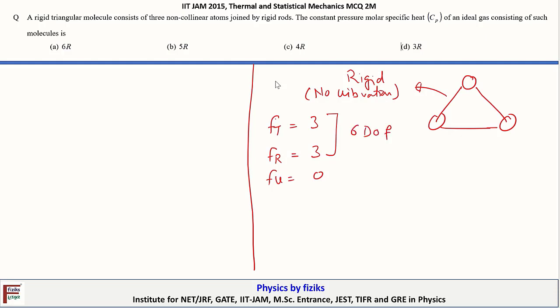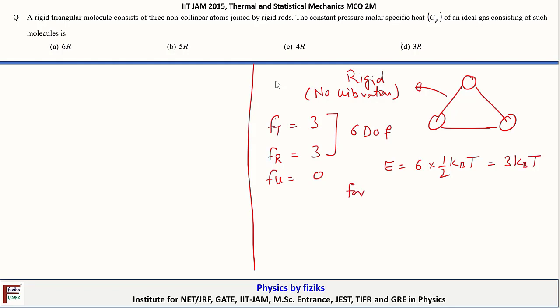Therefore for one such gas molecule, the average energy will be how much? The average energy per gas molecule is equal to the degrees of freedom multiplied by the contribution from 1 degree of freedom, which is half kBT. So that is equal to 3 kBT. This is the situation for one gas molecule.